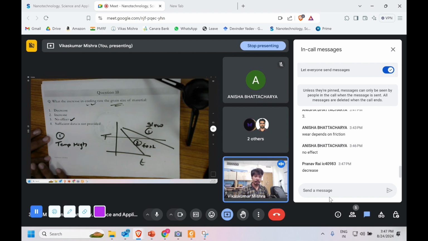Okay, so Pranav is telling that option 1 is the right answer. Okay, so it will decrease. Now let's see why it is decreasing. At high temperature, we know that nucleation is not favored much. Instead, growth is the one which is dominating. So the nuclei will not form to a larger extent, but whatever nuclei have formed will grow very rapidly. Now, why have nuclei not formed?